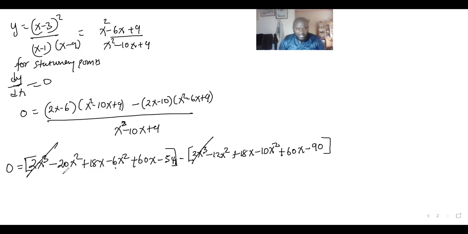This one and this one, negative 26. This way you have negative 22. It crosses over, you get a negative 4x squared. 18 and 60, you get 78.